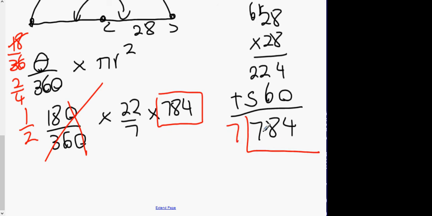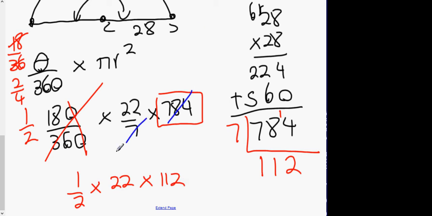Okay, Lucas, 7 into 784. It goes once. And it goes together. Once. 112. So we're left with a half multiplied by 22 multiplied by 112. The 784 and the 7 disappeared.